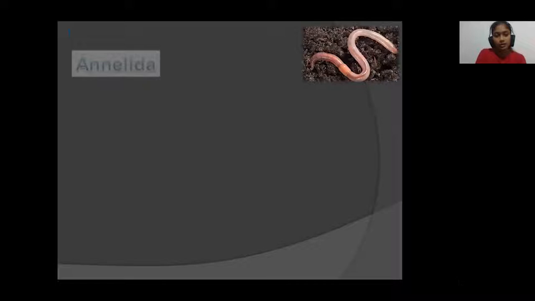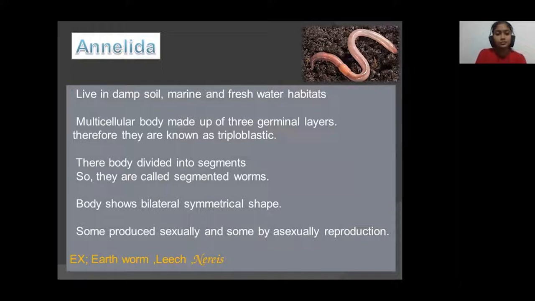Now I'm going to talk about the second main topic under the invertebrates, known as Annelida. They live in damp soil, marine, and freshwater habitats. Multicellular body made up of three germ layers, therefore they are known as triploblastic. Their body is divided into segments, so they are known as segmented forms. Body shows bilateral symmetrical shape. Some reproduce sexually, and some by asexual reproduction. Examples: earthworm, leech, and molluscs.